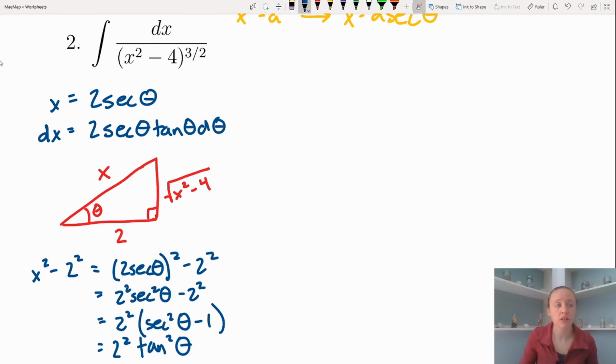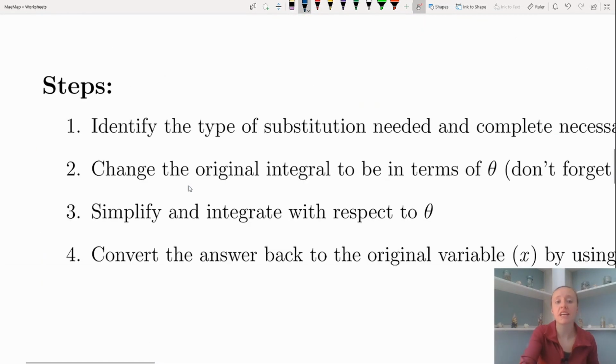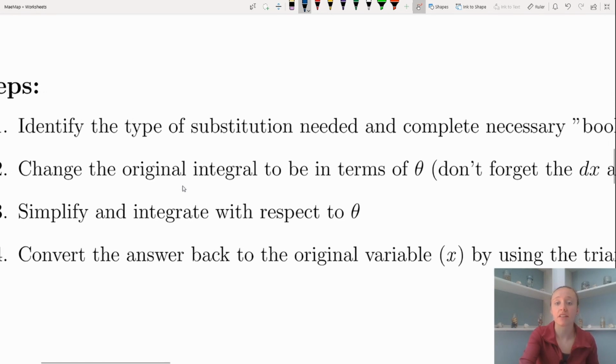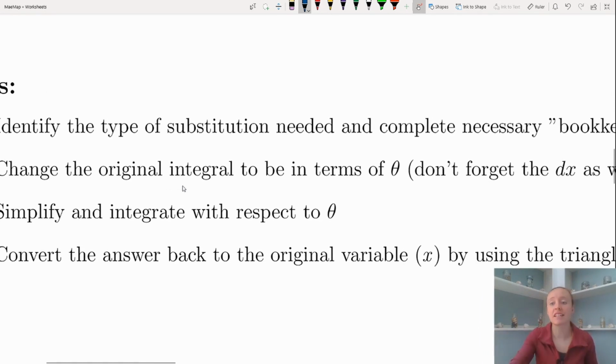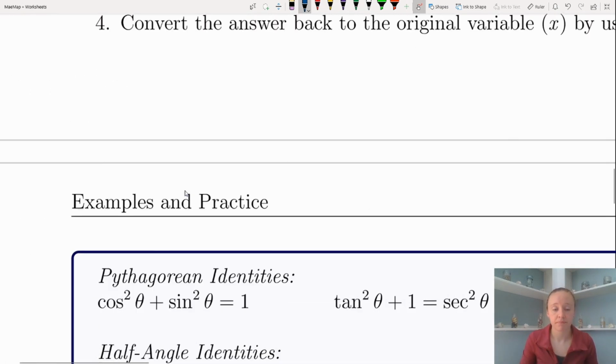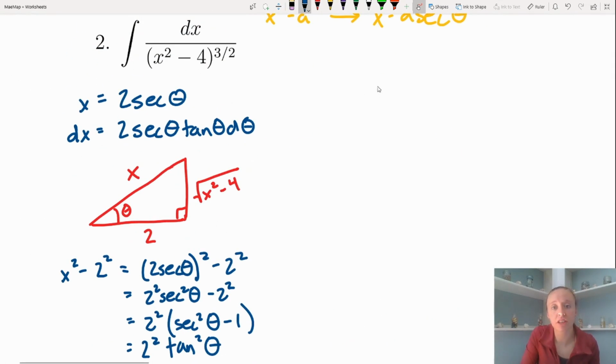So step 2, scrolling back up so you can see, is all about changing the original integral to be in terms of theta. Note, don't forget that dx as well. So let's go ahead and do that now. So we're going to change that original integral. Dx is the only thing in our numerator, so that was 2 secant theta tangent theta d theta.